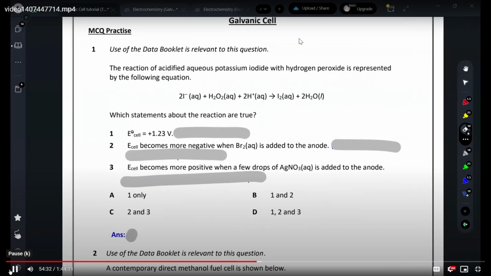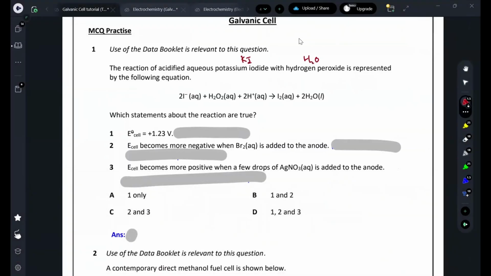Okay, so use of data booklet is relevant to this question. The reaction of KI, potassium iodide, with hydrogen peroxide is represented here. Which statement about this reaction is true? First one is E naught cell is positive 1.23. How do you calculate this? Use the formula, right? E reduction minus E oxidation.